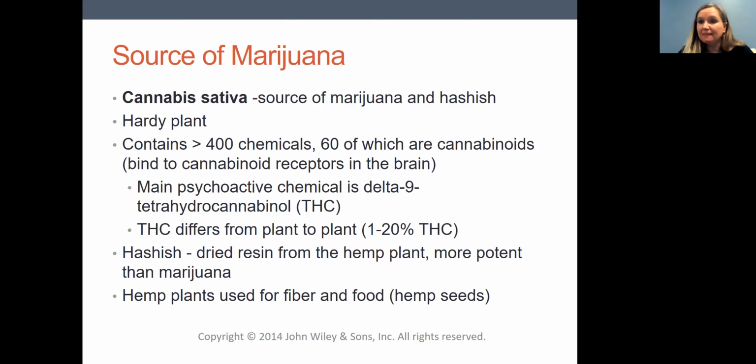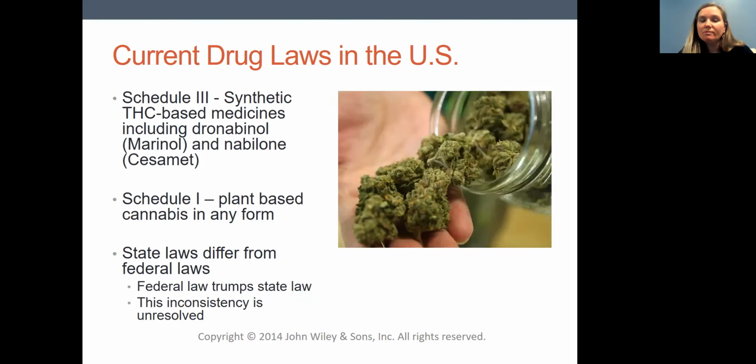Because the drug is coming from a plant, the plants can differ. And so the amount of THC in a plant can actually differ quite a bit, ranging from on the low end, maybe 1% THC, up to 20% THC. And so, like any plant, you could grow it in certain growing conditions, and that will increase THC, or you can breed different plants and get different THC levels.